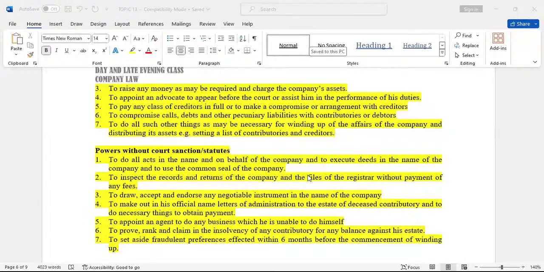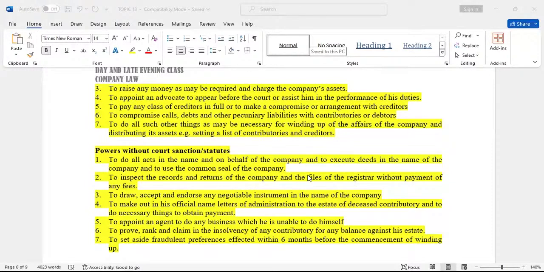So to do all acts in the name of or on behalf of the company and to execute deeds in the name of the company. These are basically like agreements. So he'd be the one in this case who would be in charge of having to execute agreements on behalf of the company. Remember, a company is an artificial person, so it cannot sign. So who will be signing on behalf of the company when directors are not there during liquidation?